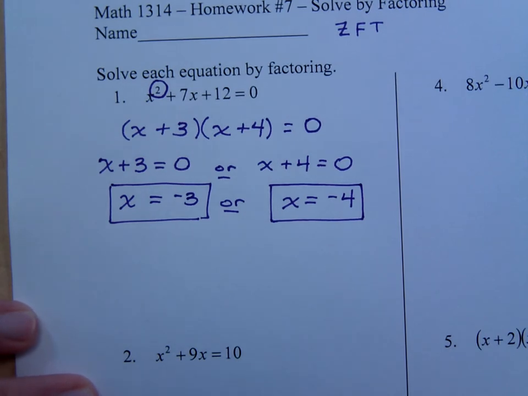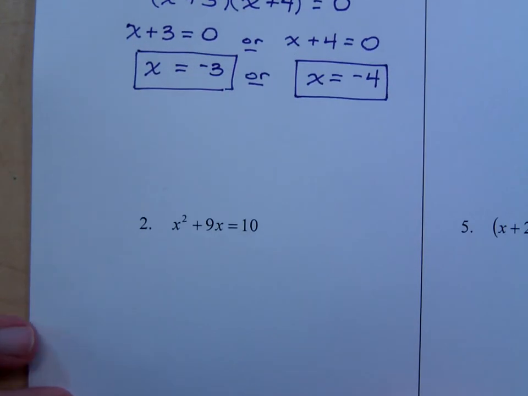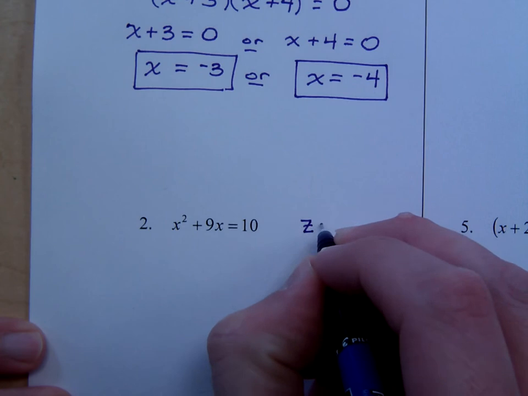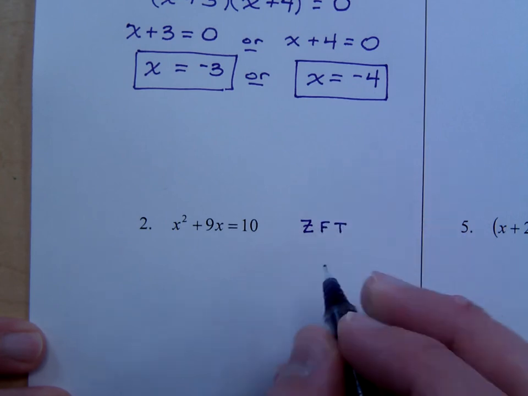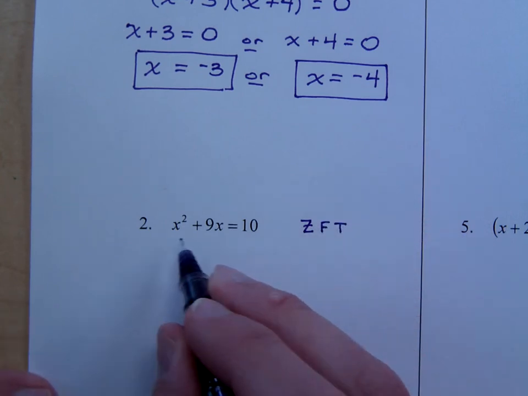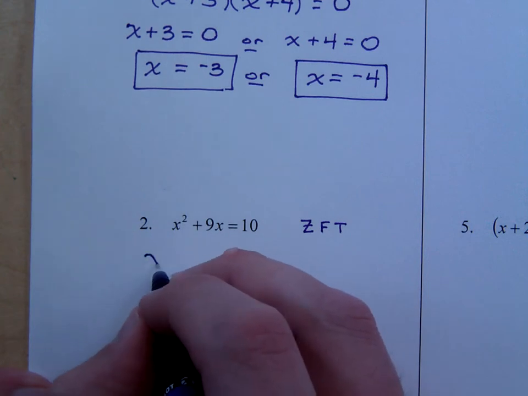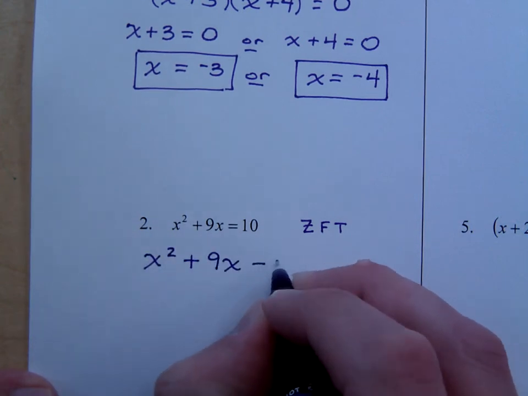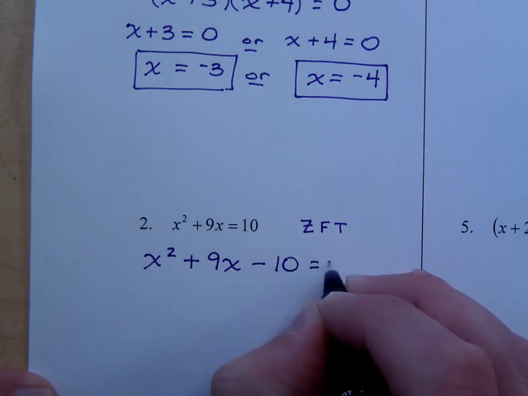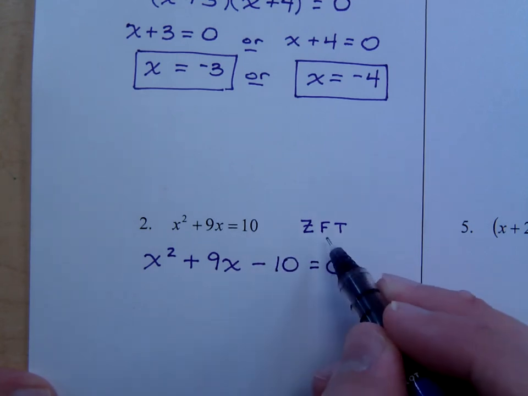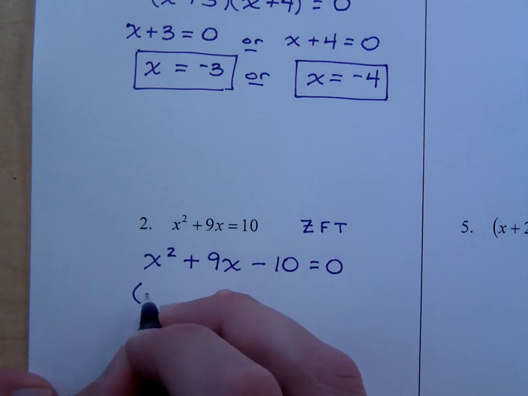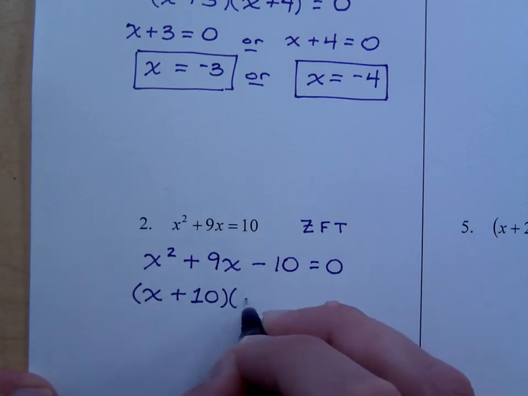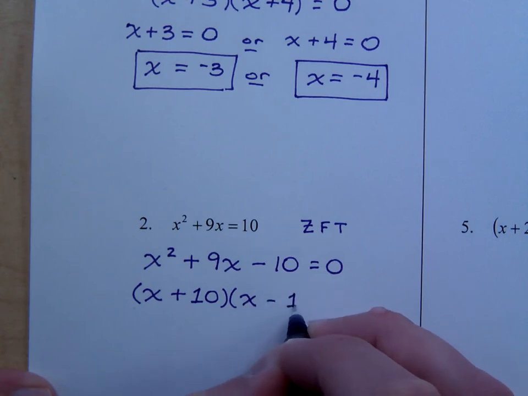And now let's look at number 2. Number 2 has x squared plus 9x equals 10, and again, Zero Factor Theorem. Z means it needs to be equal to 0. It's not right now, so we can easily remedy this by subtracting the 10 over to the left side. Then we need to factor completely. So this trinomial will factor as x plus 10 times x minus 1.